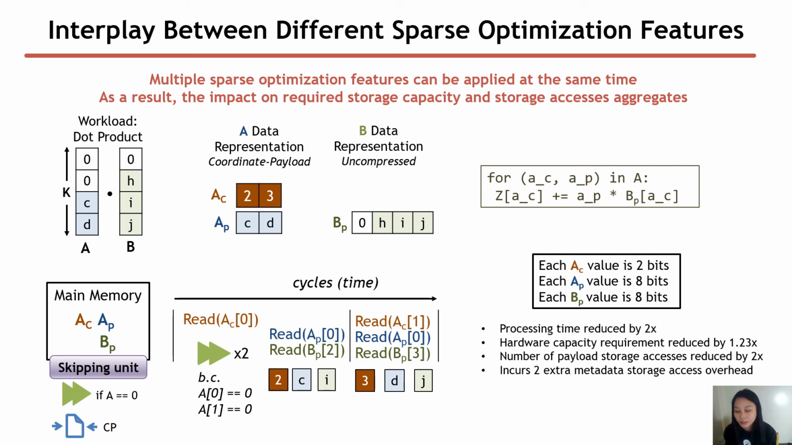The number of payload storage accesses is reduced because, again, we don't store the 0 payload of A, and we incur 2 extra metadata storage overhead. But this cost is pretty light compared to the payload storage overhead because we only have 2 bits for A coordinates. Of course, if you have really heavy metadata, you will have different results here. But here we're using pretty light metadata, 2 bits.